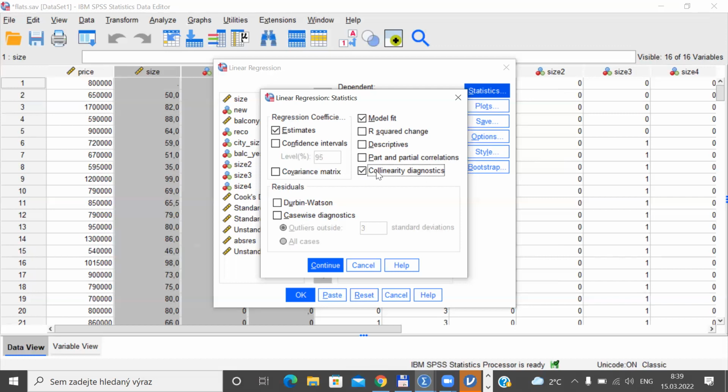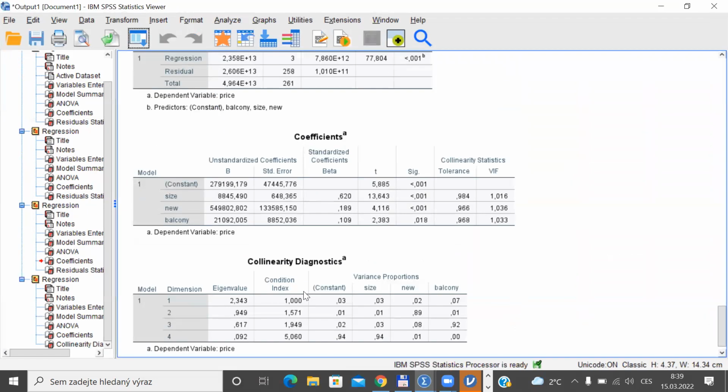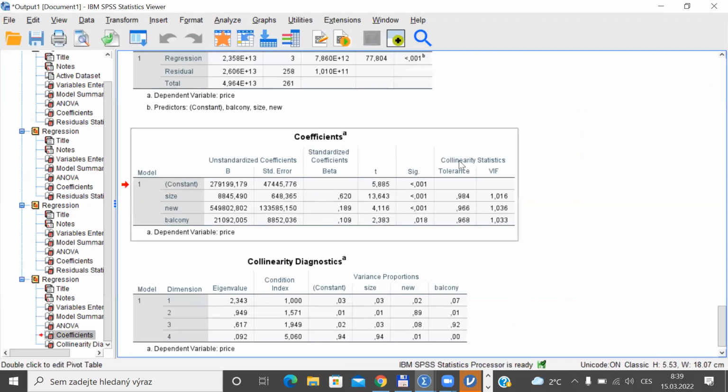So there will be new columns in the table with coefficients, and there will be also one separate table with condition index, which was not included in the Jamovi environment. So we will show how it works in SPSS. So here it is, and here we have 2 new columns, which are called collinearity diagnostics with tolerances and VIFs. So we know about these from the previous lecture. Only the difference in the Jamovi environment was that these tolerances and VIFs were in a separate table.